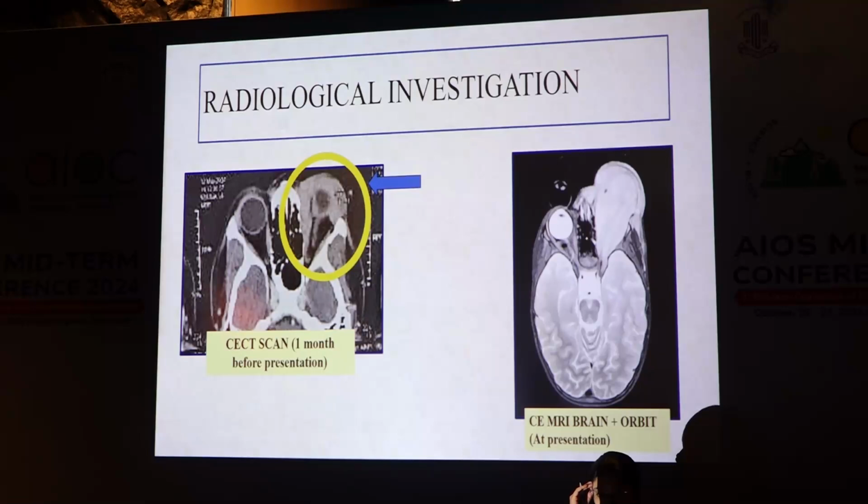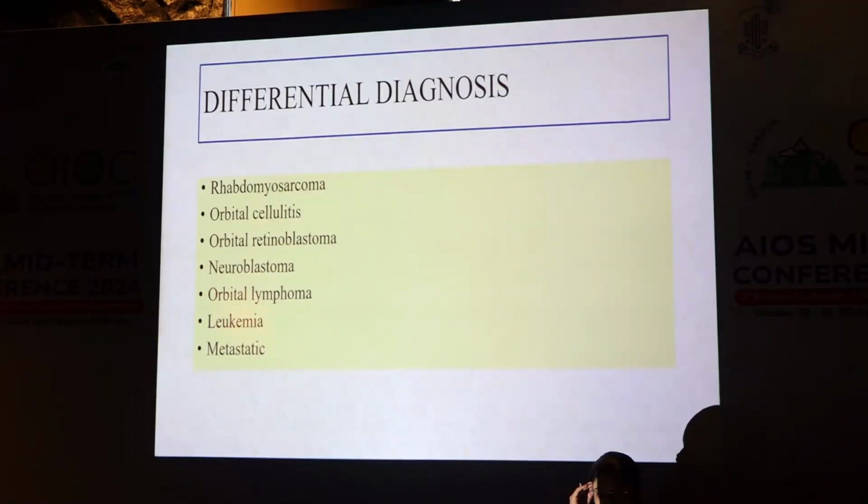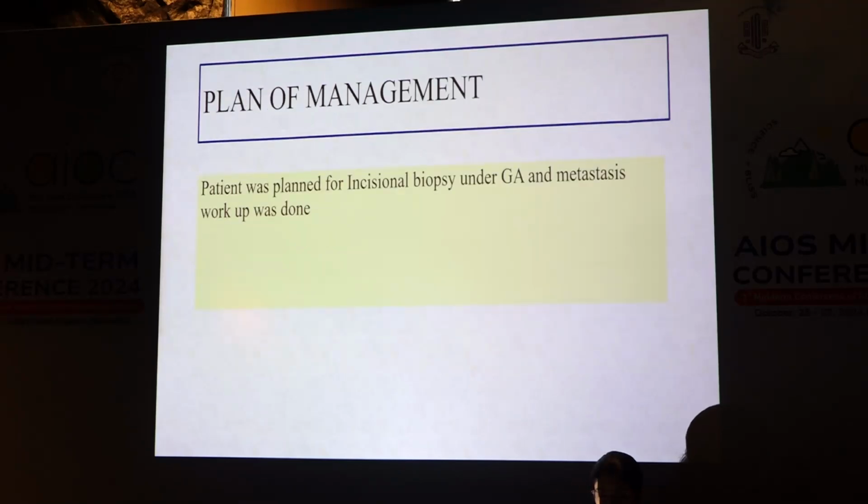On the right is the T1 weighted CMRI brain and orbit image done after admission. Large well-defined hyperintense lesion involving intracorneal and extracorneal compartments of left orbit involving left optic nerve was seen. So few differentials that can be drawn from this case are rhabdomyosarcoma, orbital cellulitis, orbital retinoblastoma, neuroblastoma, orbital lymphoma, leukemia, and metastasis.